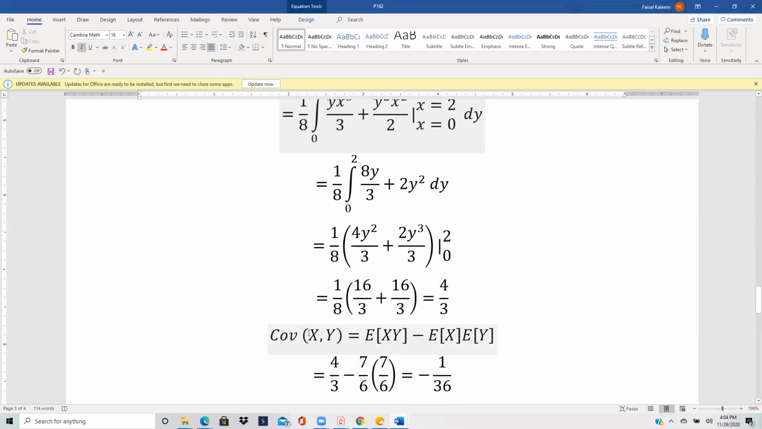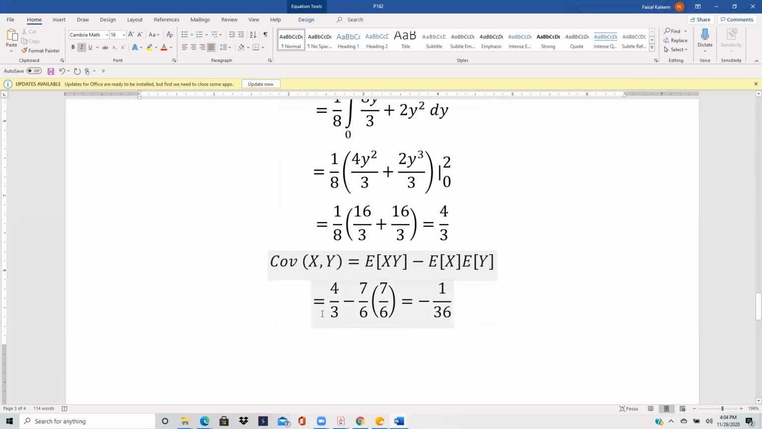So covariance xy equals E of xy minus E of x E of y. So that's 4/3 minus 7/6 times 7/6. So that's negative 1 over 36. So covariance can be negative as well. Remember, variance can never be negative, but covariance can be.